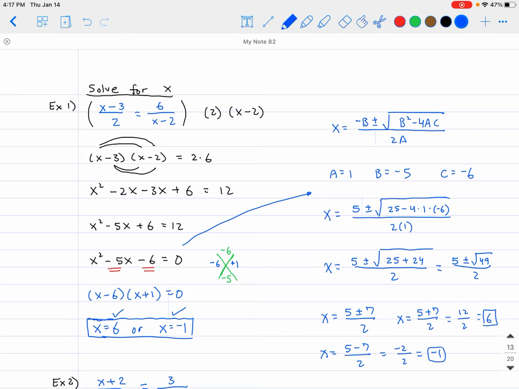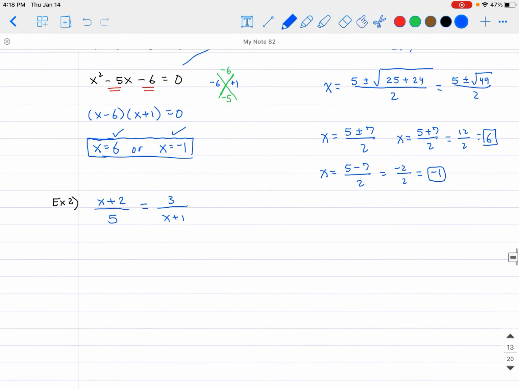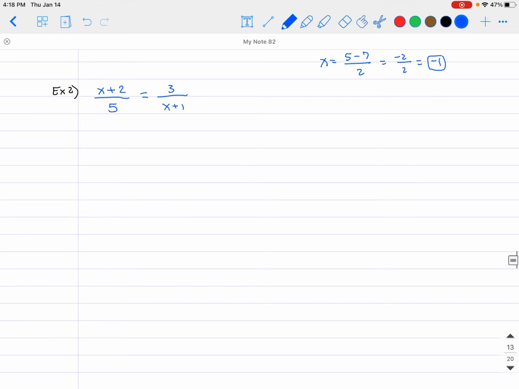Factoring definitely is a lot easier because then you don't have to go through the grinding of getting the numerical value like this. So let's look at one last example over here where again you have a rational expression and you need to solve for x, and most likely by the quadratic formula.